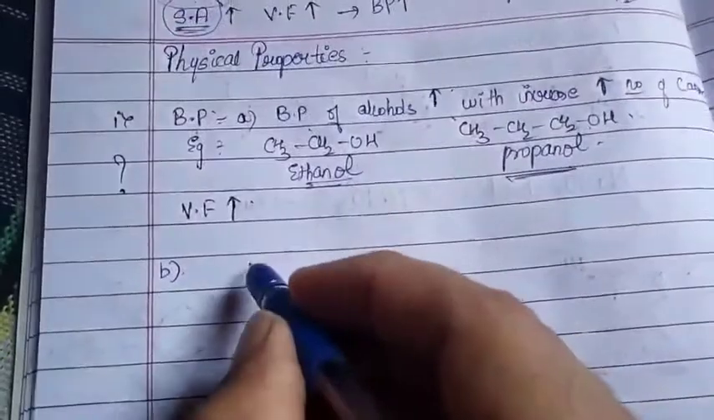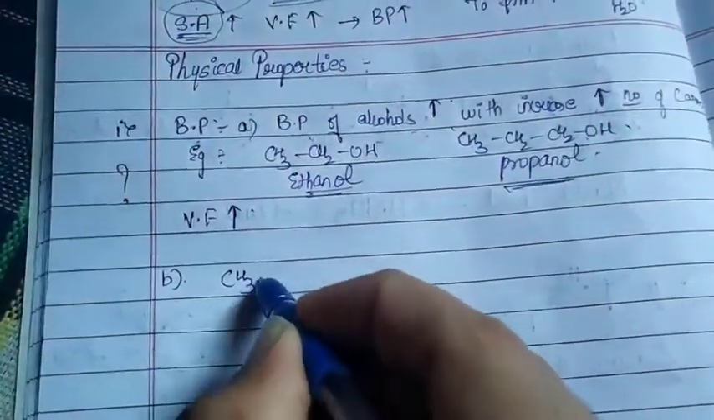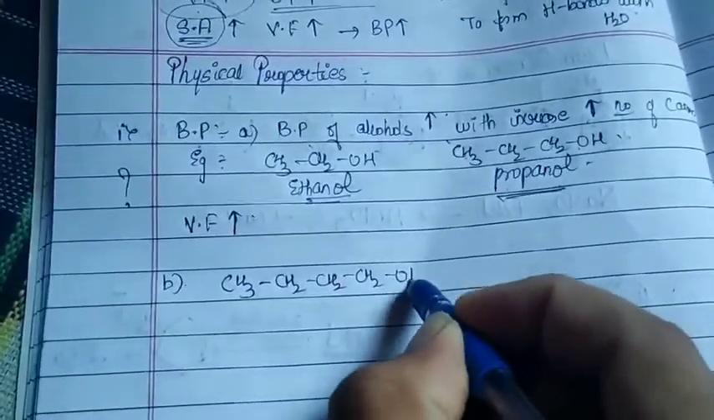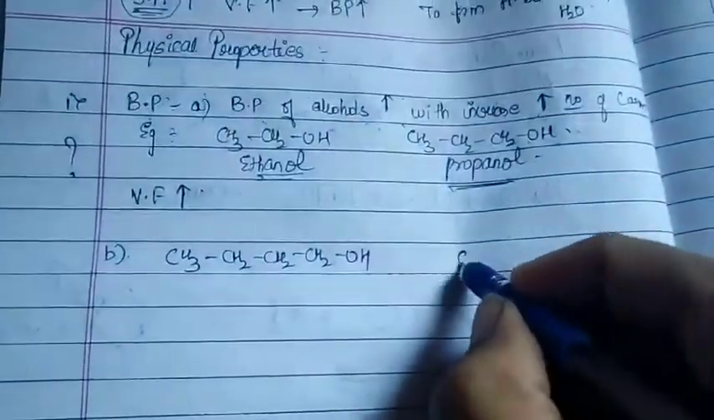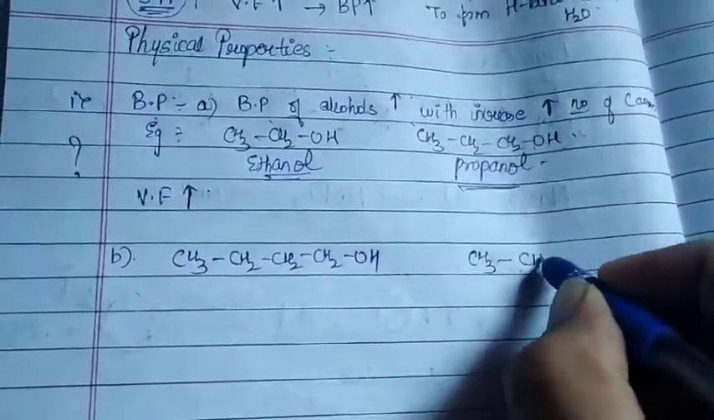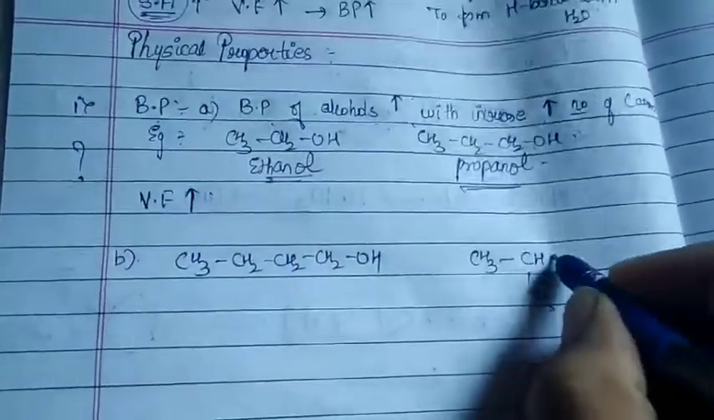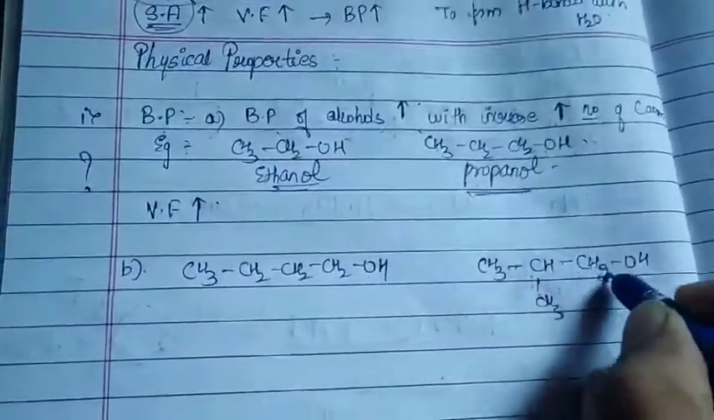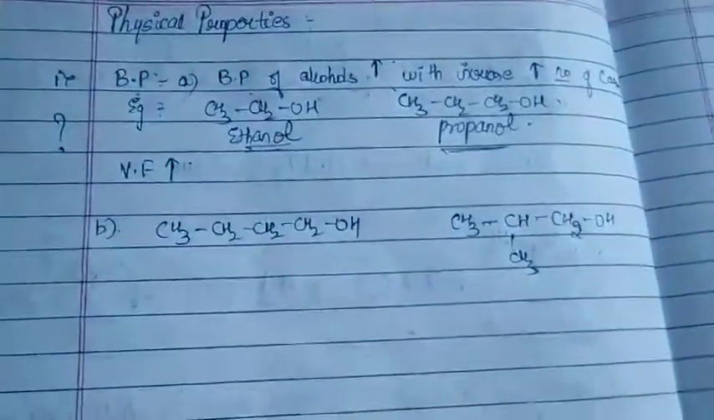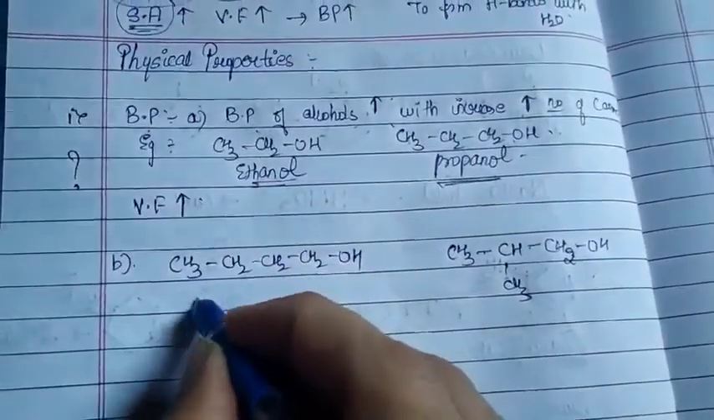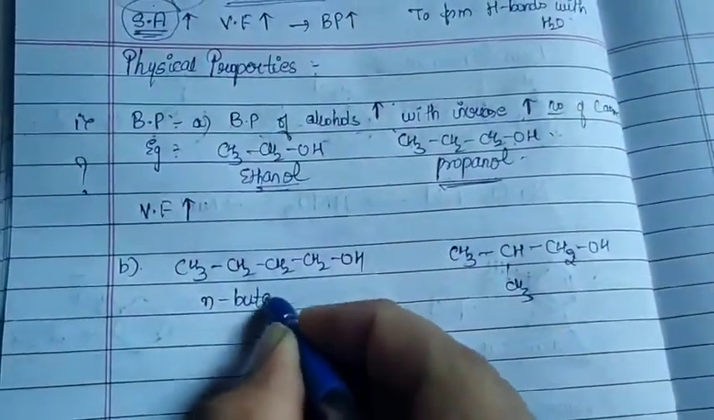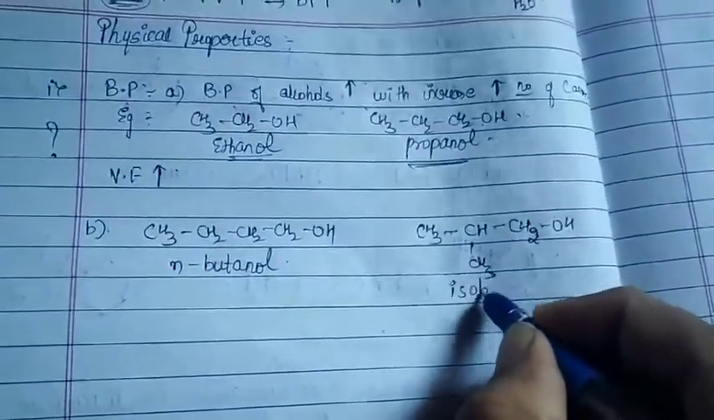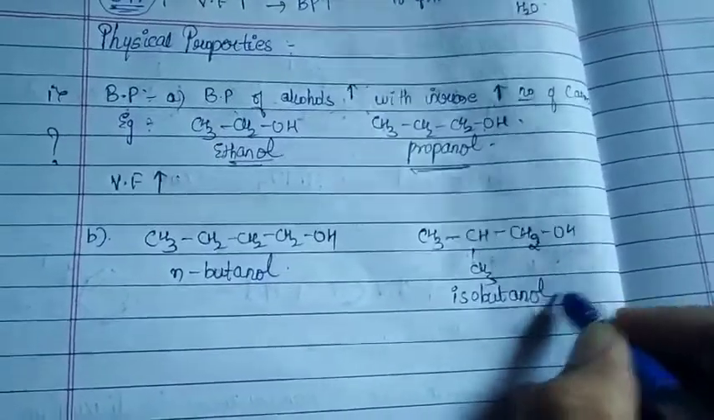For example, if I am taking CH3, CH2, CH2, CH2, OH, and in the other case if I am choosing CH3, CH(CH3), CH2, OH, with carbons numbered 1, 2, 3, 4. So what is this? Of course, this is n-butanol, whereas this one is isobutanol. I'm just giving the common names.